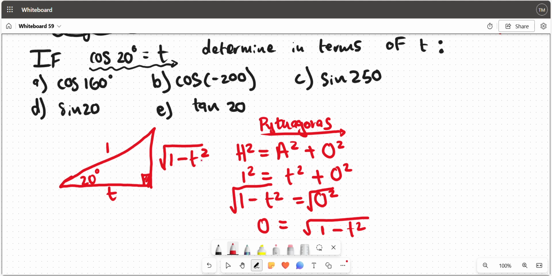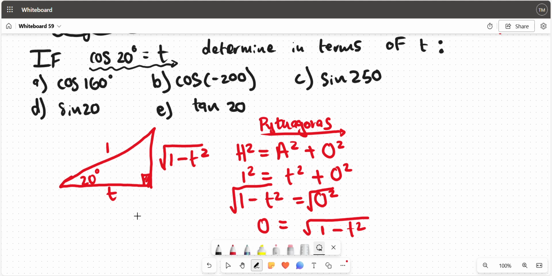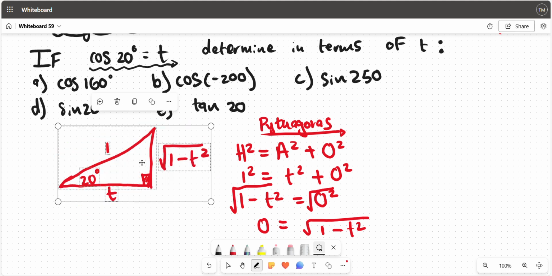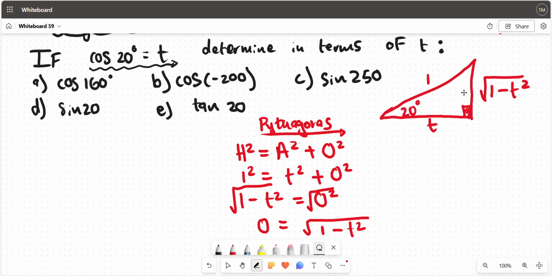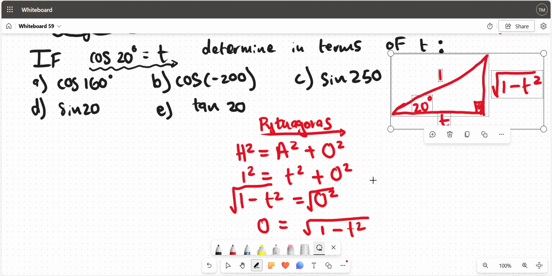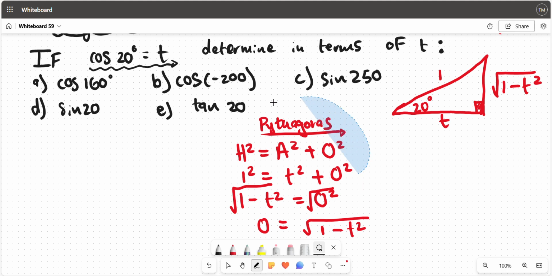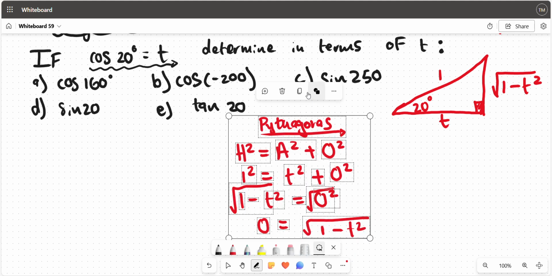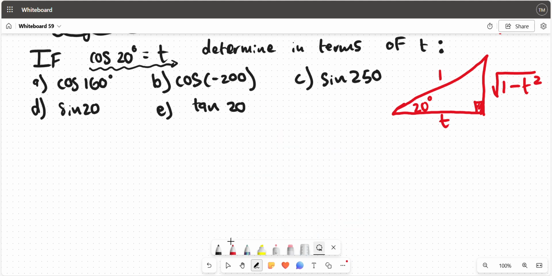So now that I've drawn my triangle, I'm going to use this triangle to solve for the other ratios that I needed there. So let's move this triangle somewhere here because we're going to be using it. We've already used this Pythagoras, so we can take this away. Alright, now we can start solving these questions.